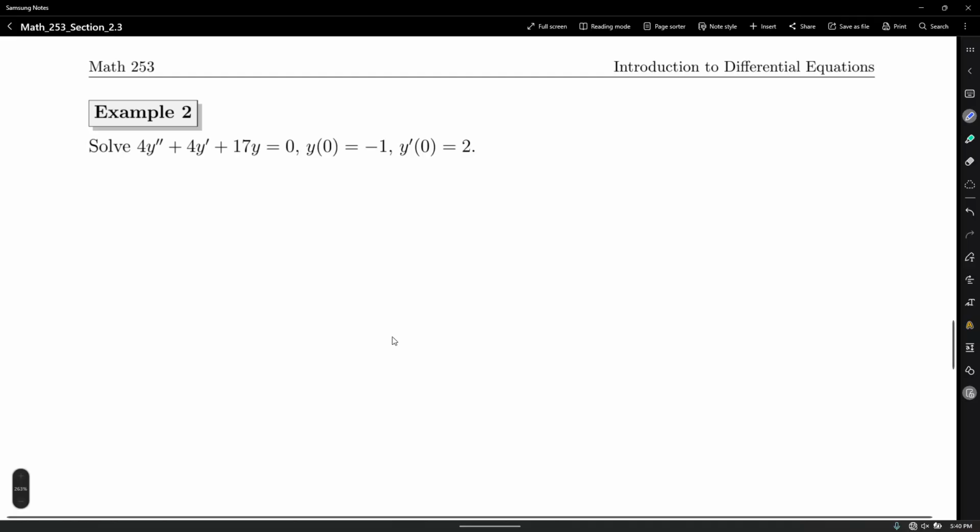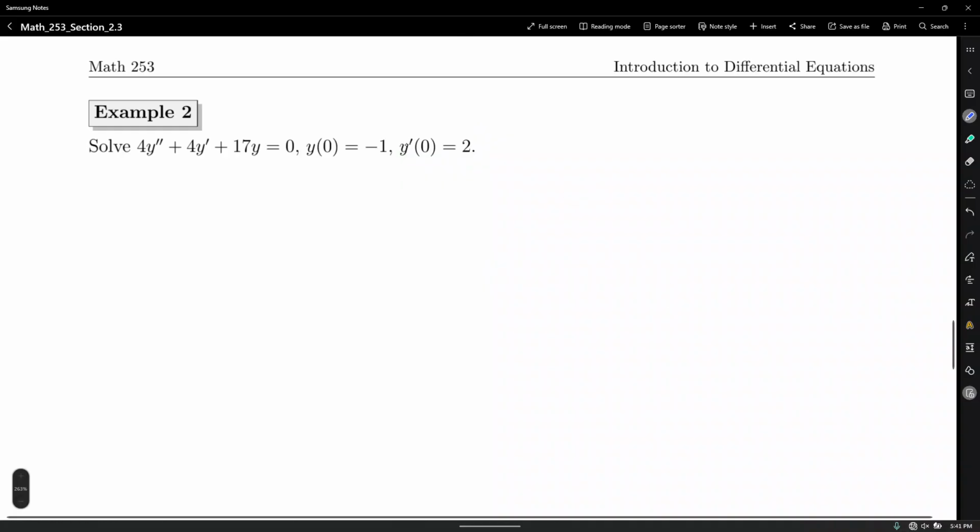Okay, so solve y double prime plus 4y prime plus 17y equals 0 with initial condition y of 0 equals negative 1, and now we're going to have a second condition because what are we going to do? We will have to find two unknown constants C1 and C2, so we need an additional condition here. Why? That'll be y prime of 0 equals 2.